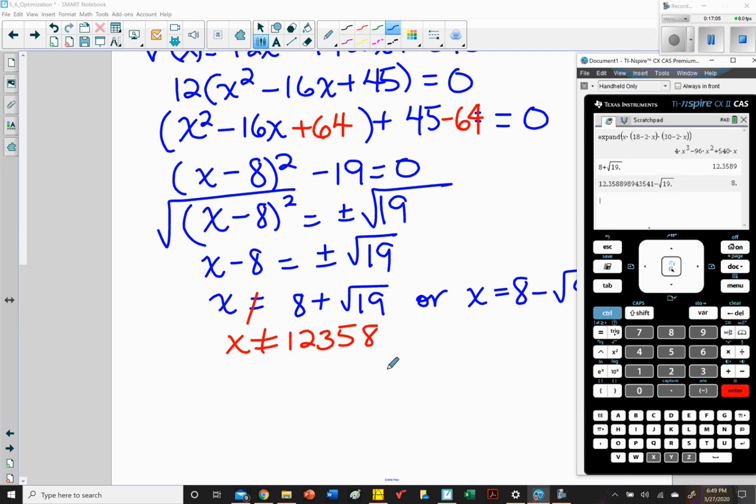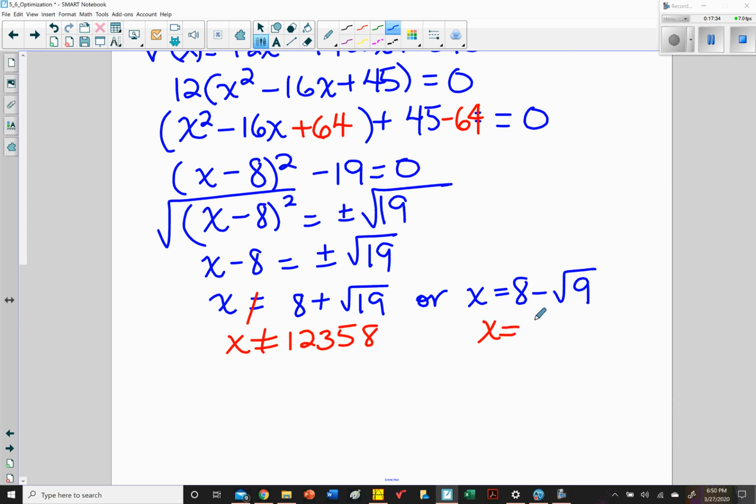Oh, mercy, I really messed that up. 8 minus the square root of 19. Why is it not doing that? Gotcha. Okay, that's better. 3.6411. So this one's better. 3.6411, so about that much, because the other one doesn't work. So we're going to use that.